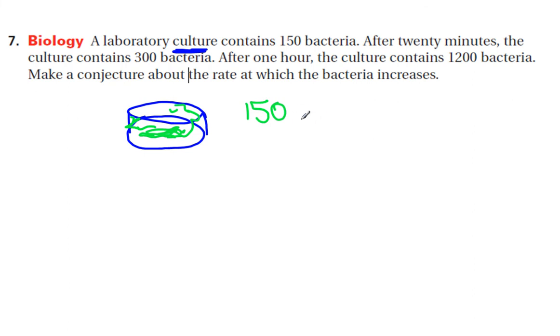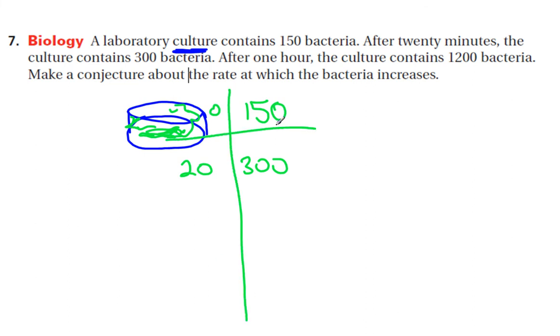Okay, so it starts out with 150 bacterias. I'm going to pluralize that. I don't know if I'm supposed to. After 20 minutes, it goes up to 300. So 20 minutes goes by. We're at 300. This is at time 0. You make a chart. Okay. After 1 hour, it contains 1200. So we're going to skip a line here and call this 1200.